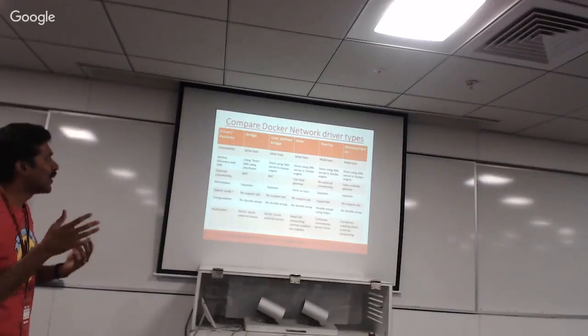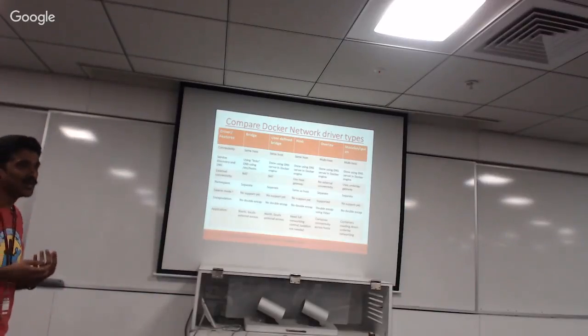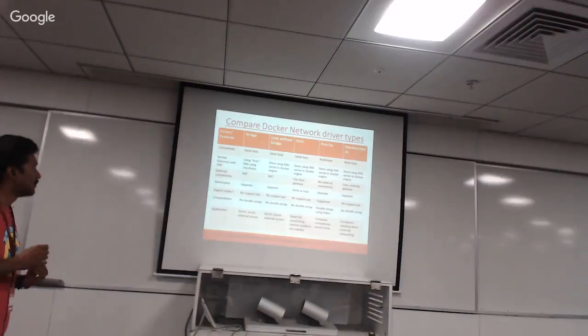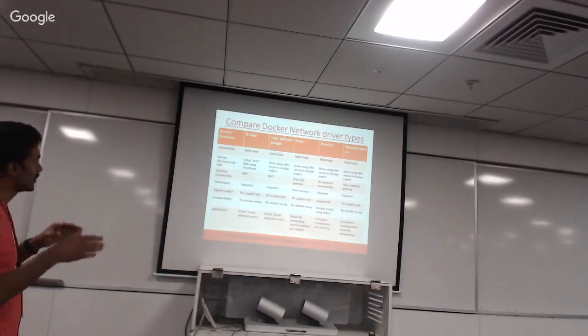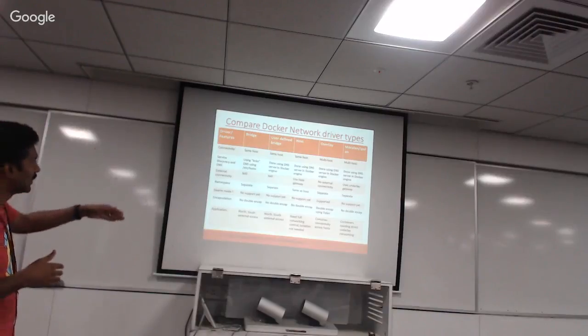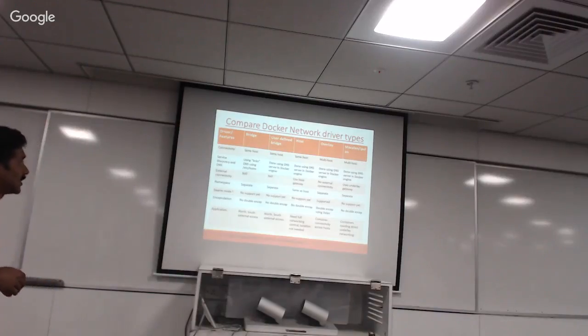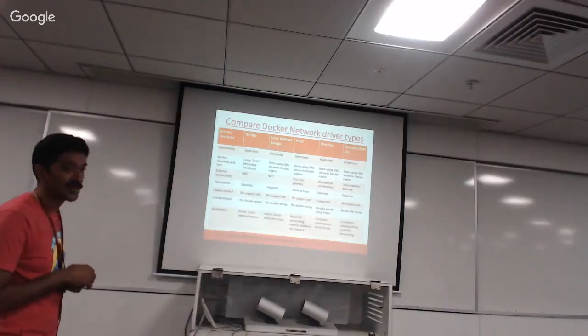Okay, so this is at a very high level. How do you compare these different network driver types in Docker? On the right side, you have all the driver types, and on the left, I have the different features for these driver types.